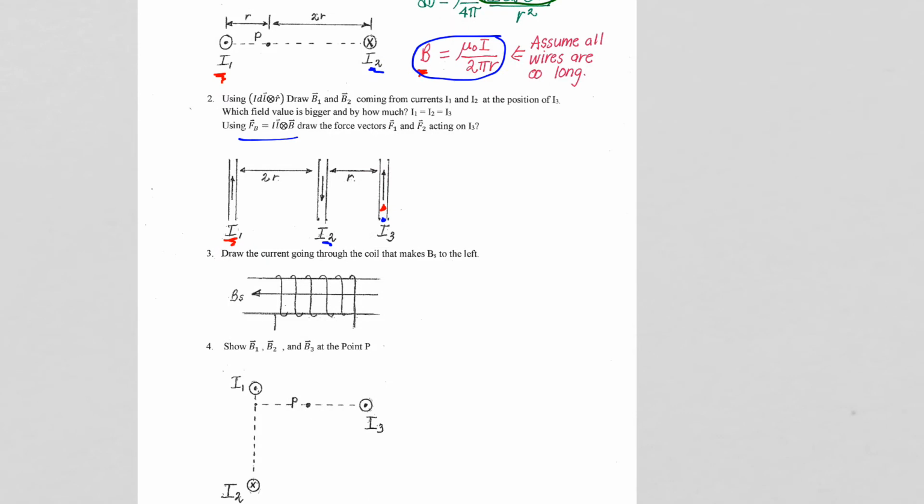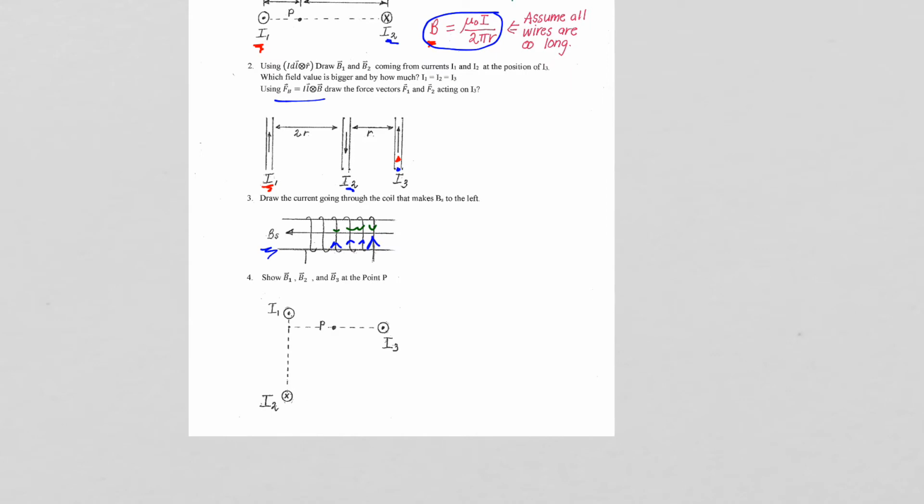For the third question, simply, which way is the current flowing in the solenoid? Is the current flowing in this direction, or is the current flowing in this direction? So is it going from the top to the bottom, or the bottom to the top to make this B field?